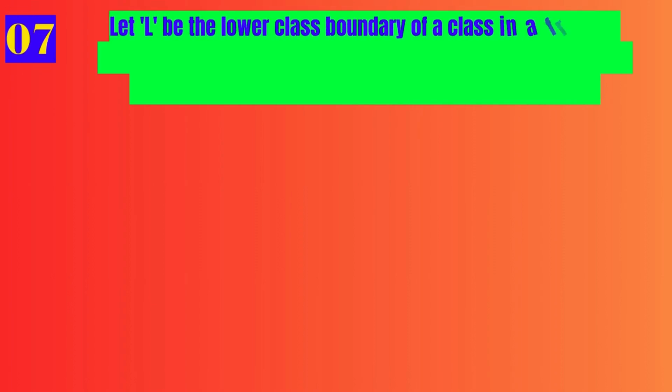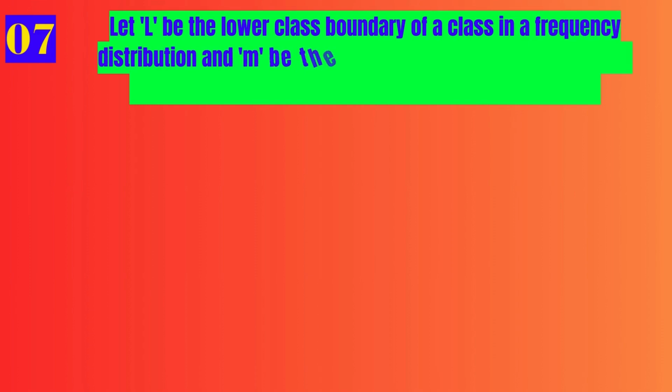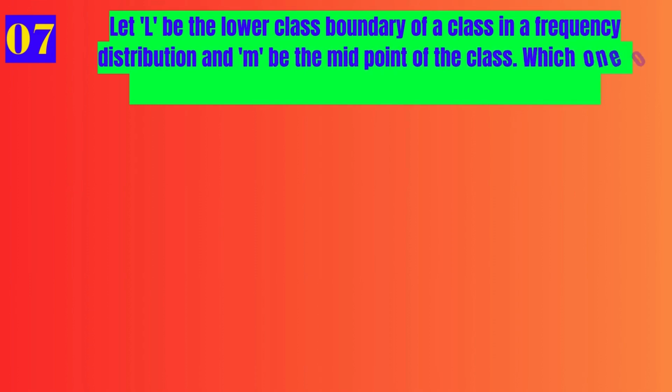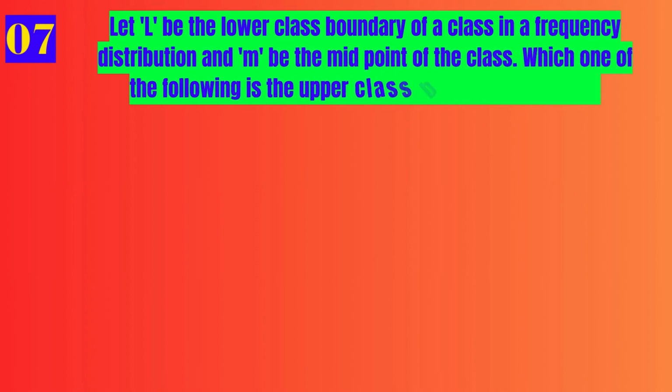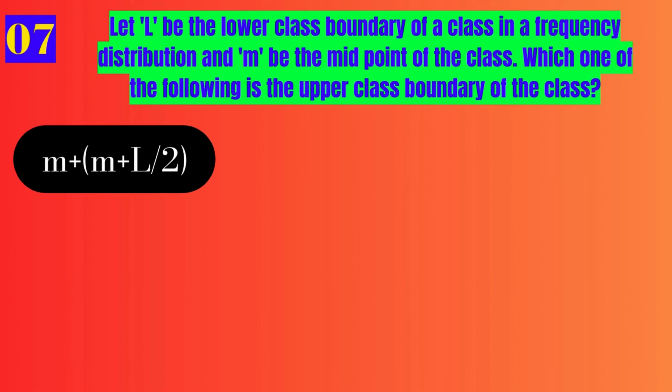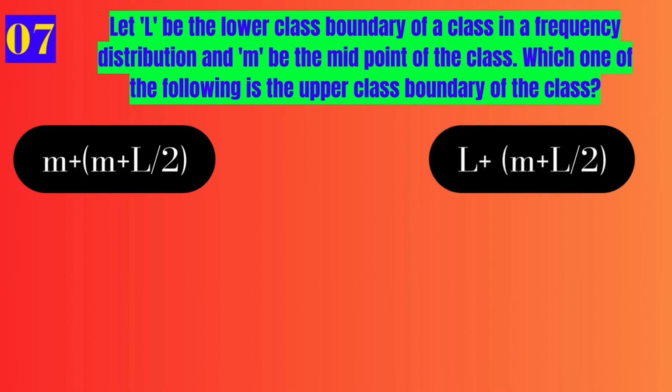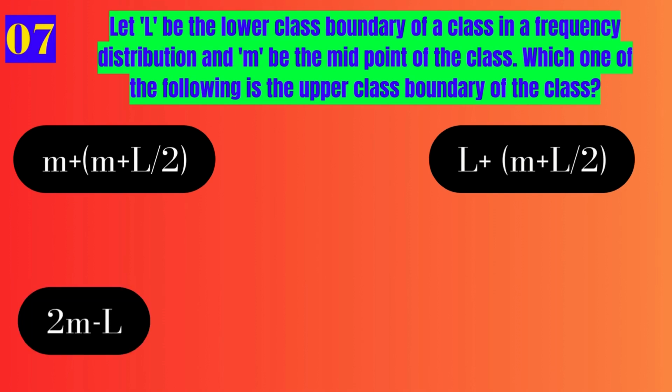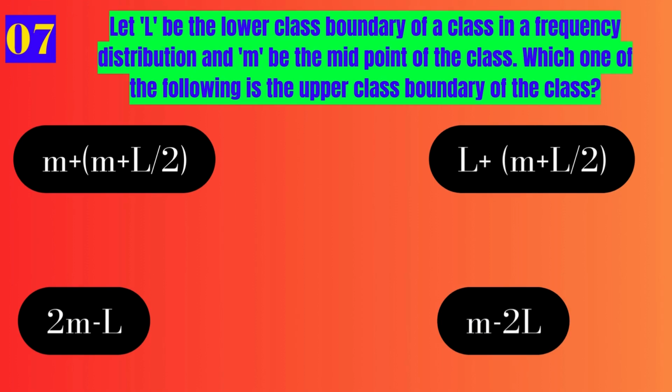Let L be the lower class boundary of a class in a frequency distribution and M be the midpoint of the class. Which one of the following is the upper class boundary of the class? The options are M plus L divided by 2, L plus M plus L divided by 2, 2M minus L, M minus 2L. The correct option is 2M minus L.